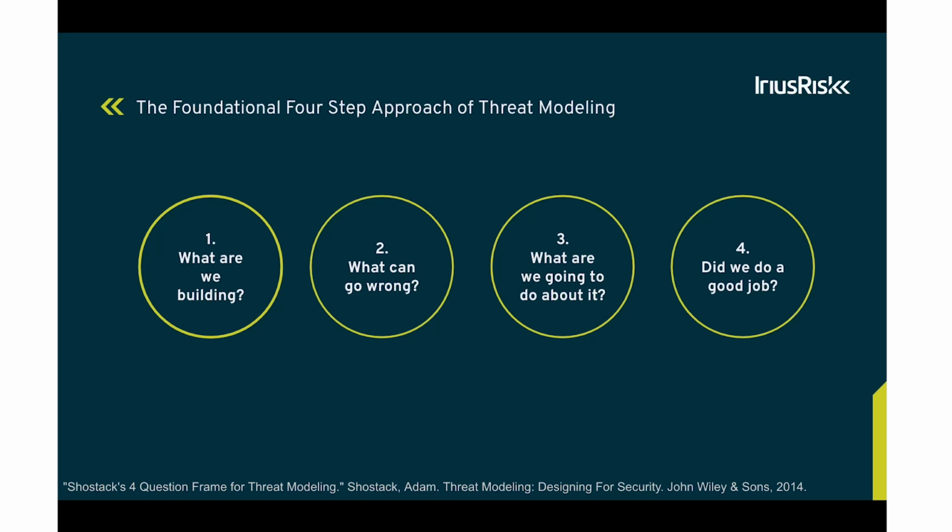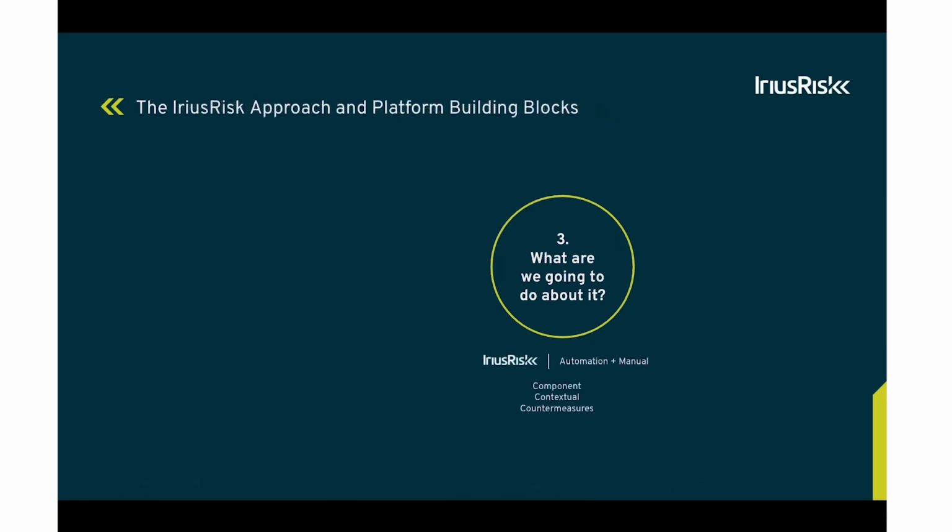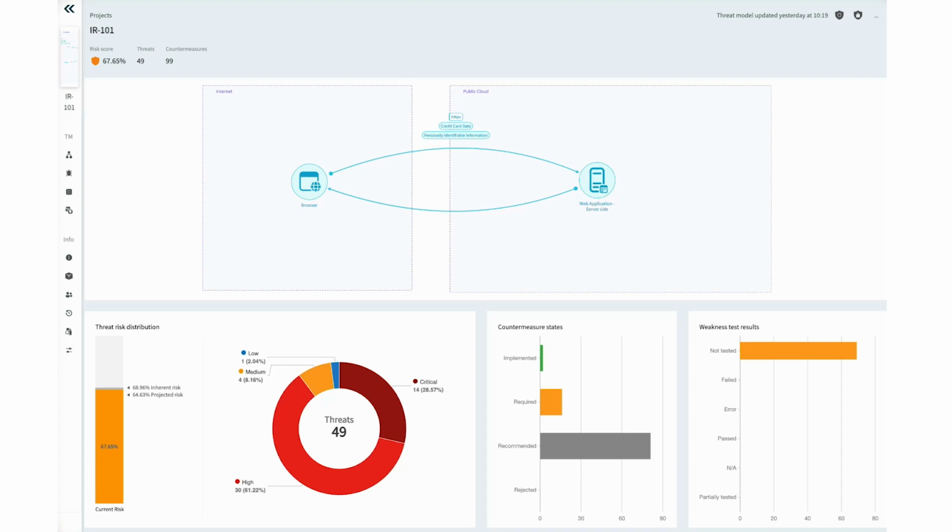In this video, we're going to look at the third question in the four question framework. What are we going to do about it? If we look at the project that we created in the first two videos, we talked about how we can create the architectural diagram. We automatically identify the threats that are associated with the architecture of our system.